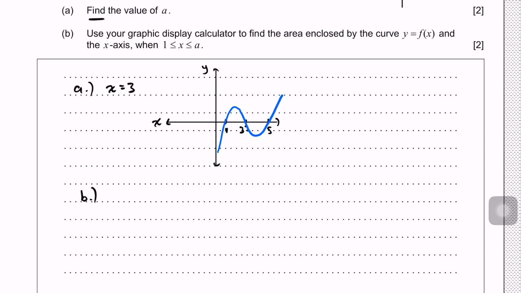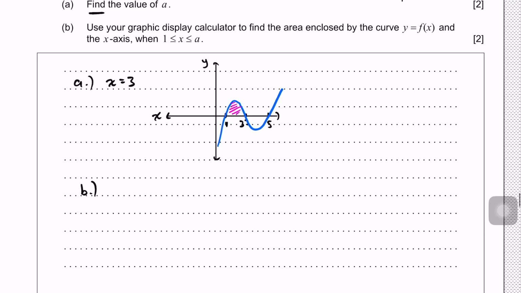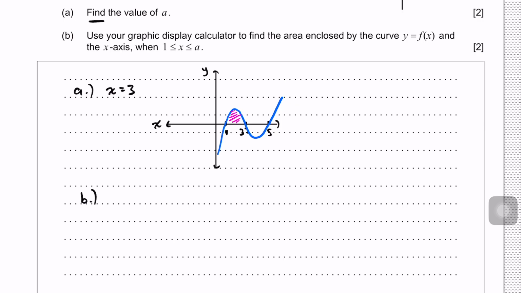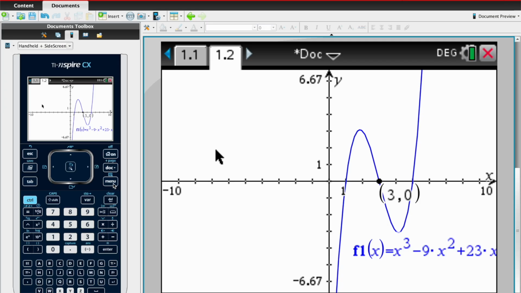So what is the area we're looking for? We're looking for this area right here. Okay, so let's find that out. 2-mark question. Let's go to the calculator and work this out.